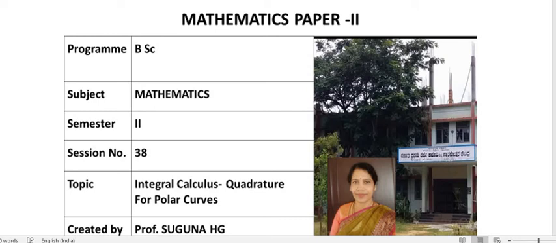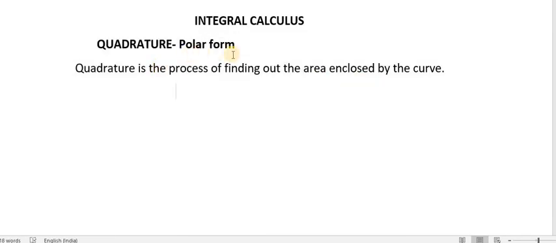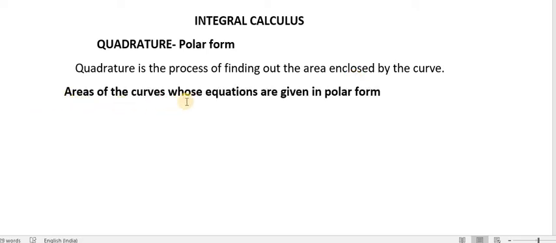In this video, we are going to learn about quadrature for polar curves. Quadrature is the process of finding out the area enclosed by the curve. Without using a graph, we can find the area of polar curves by the process called quadrature. Areas of the curves whose equations are given in polar form.